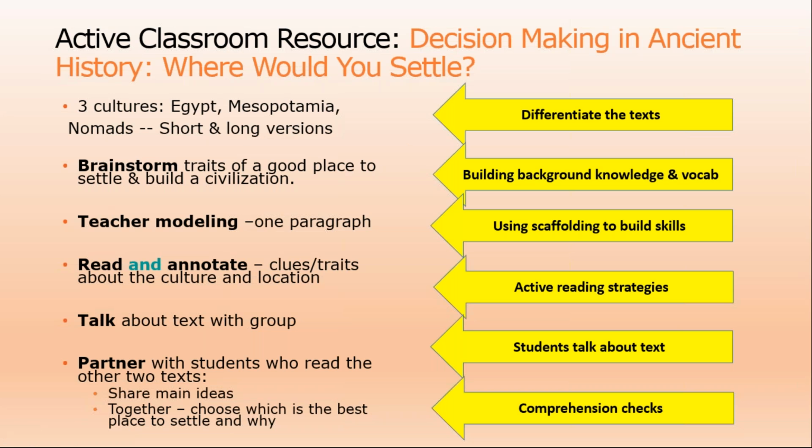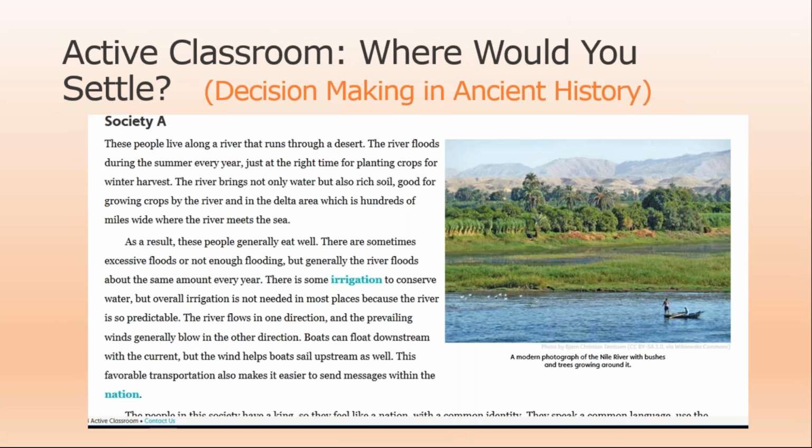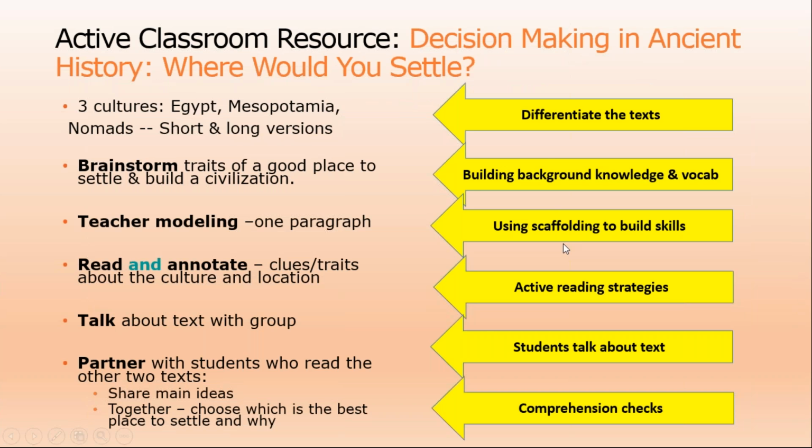I'm going to click to the next screen and show you. Society A is one place, Society B is another place, and Society C is a third ancient civilization. And you've got to read and figure out where would be the best place to settle. Notice the vocabulary words there are in blue. So you could differentiate the text if you wanted to. There's a short version and a long version of each of these readings that you could assign to students.